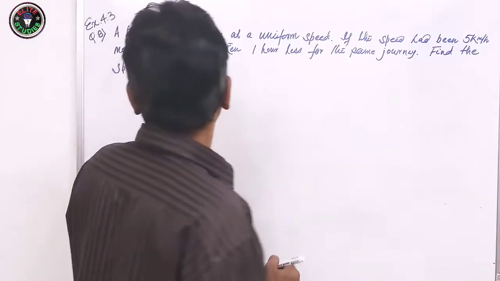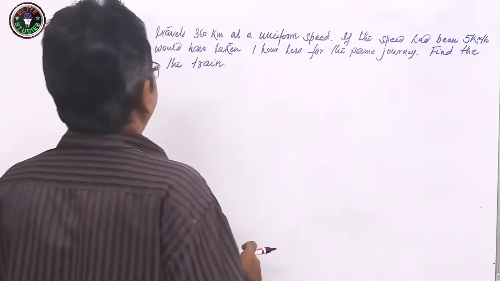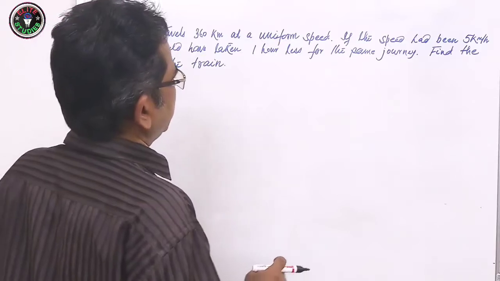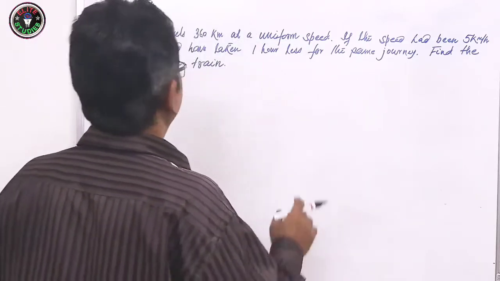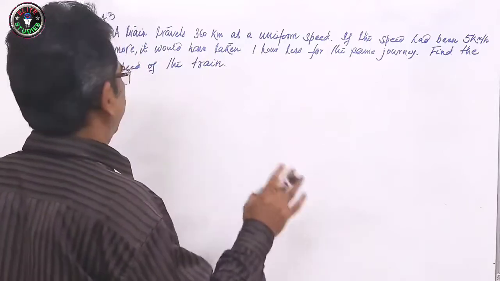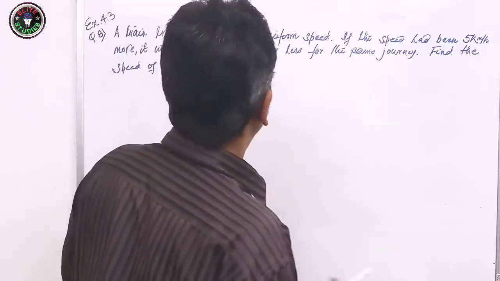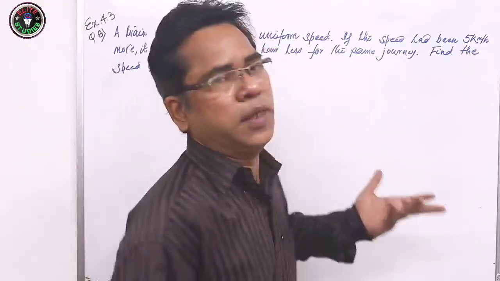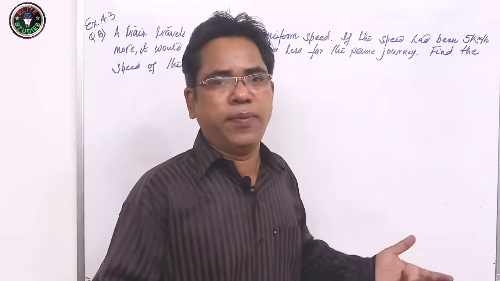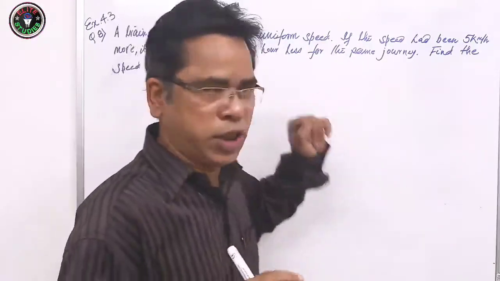Now let us do the 8th question. A train travels 360 km at a uniform speed. If the speed had been 5 km per hour more, it would have taken 1 hour less for the same journey. Find the speed of the train. Okay, here from the question itself we can understand that you have to only find the speed of the train. So you have to represent it by x. It is very easy now in this particular question.